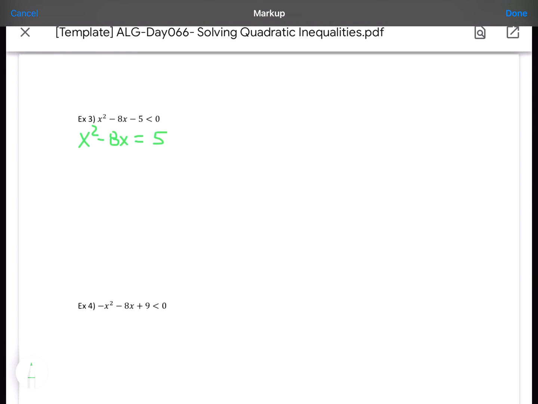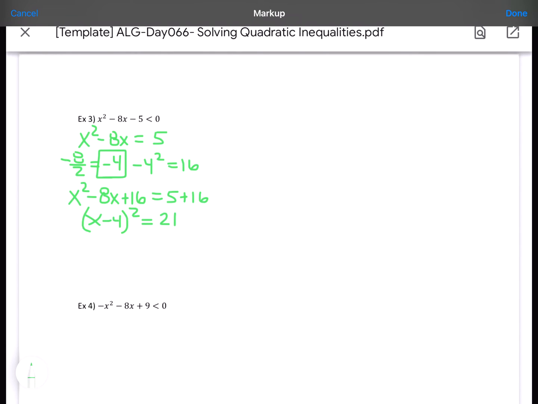Then I take my b value and cut it in half, and then I square that value. So that 16 is what I add to both sides of the equation in order to maintain balance. So x squared minus 8x plus 16 equals 5 plus 16. Now I factor the left-hand side. What's nice is that this negative 4 will be my factor, so it's going to be x minus 4, the quantity squared. That's why they call it completing the square.